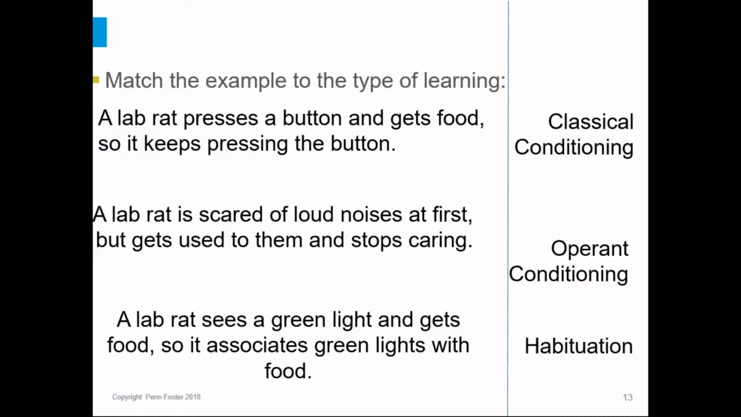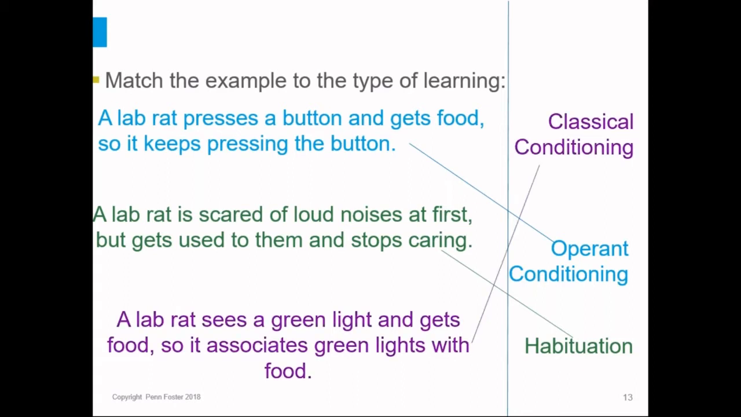So our first one, the lab rat presses a button. That's a behavior that the rat has to do in order to get the reward. So that's operant conditioning. Our middle one, the lab rat is scared at first and then gets used to it. That's habituation. And our third one, the rat sees a green light and gets food. So it's encountering a stimulus and associates the reward with that stimulus. That's classical conditioning.